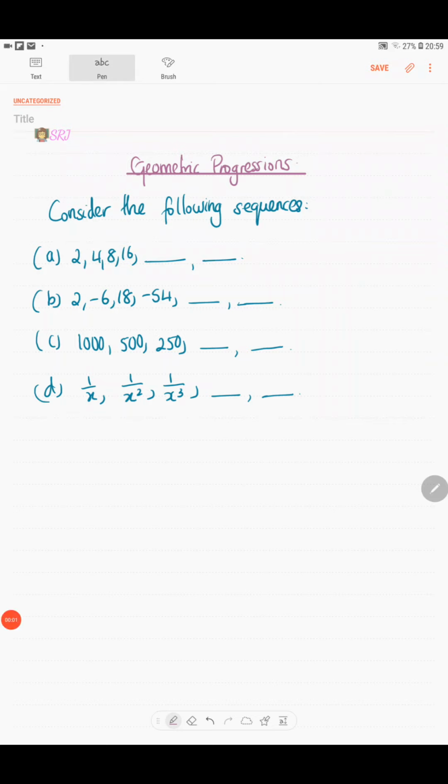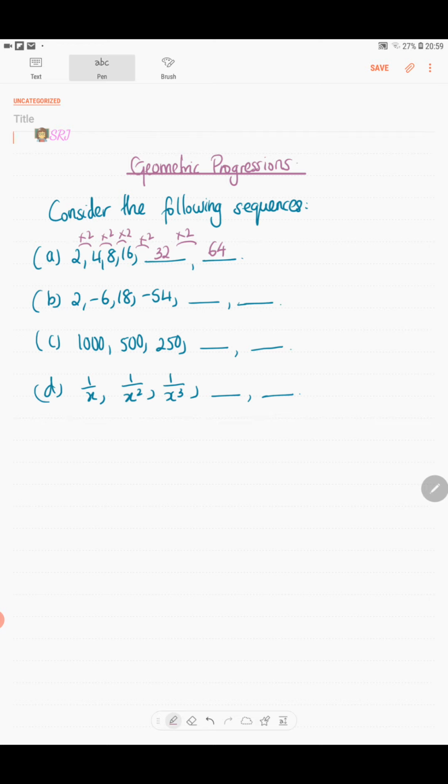After arithmetic progressions, now we have geometric progressions. Consider the following sequences: 2, 4, 8, 16. If we observe this pattern, we are multiplying each time by 2. So 8 times 2 is 16. Next term will be 16 times 2, which is 32. Next term, 32 times 2, which is 64.